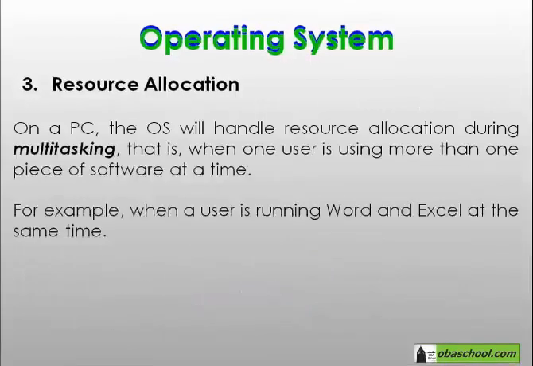And now let's move to another point. On a PC, which is the personal computer, the OS will handle resource allocation during multitasking. And what is multitasking? It is when one user is using more than one piece of software at a time. So they are using different software at the same time. For example, when a user is running Word and Excel at the same time. So the management of these software is done by the operating system. And that is known as multitasking.